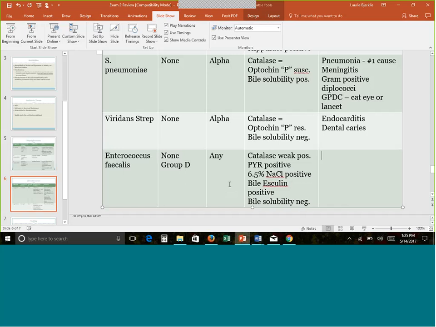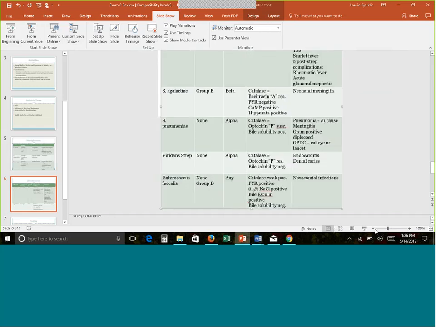As far as diseases, it pretty much is just associated with nosocomial type infections. Again, nosocomial referring to hospital-acquired infections. So a good one that we see it pick up a lot with is UTIs, so a nosocomial UTI. All right, so that should be your Enterococcus and the rest of your streps.